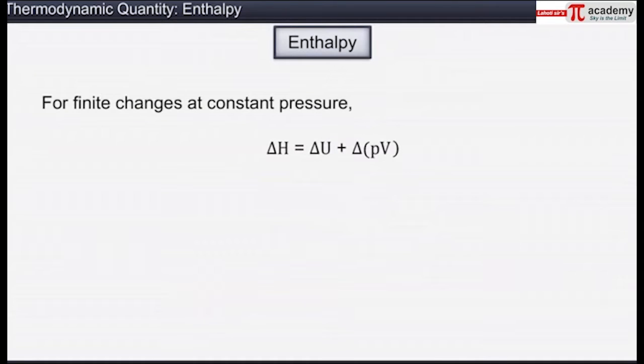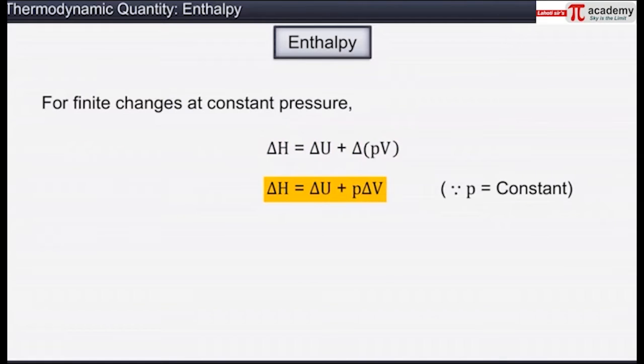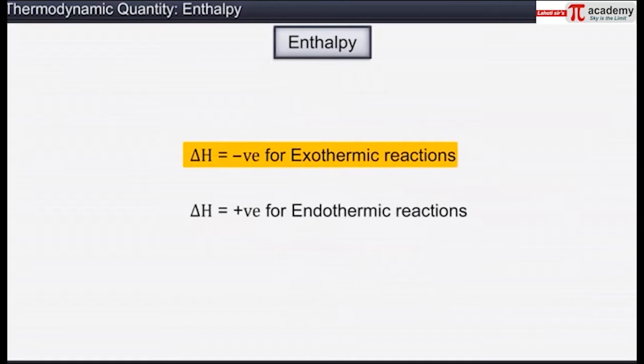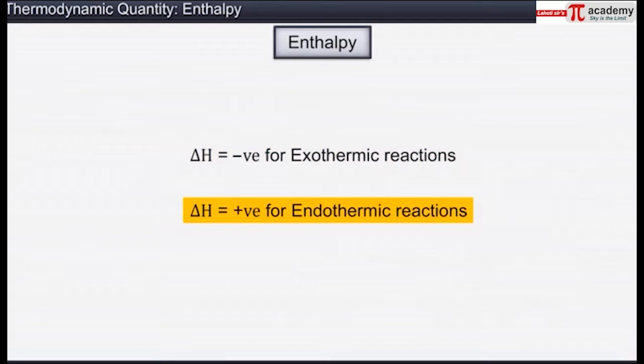For finite changes at constant pressure, we can write the equation as delta H is equal to delta U plus delta PV. Since P is constant, we can write delta H is equal to delta U plus P delta V. Remember that delta H is equal to QP, the heat absorbed by the system at constant pressure. Delta H is negative for exothermic reactions and positive for endothermic reactions.